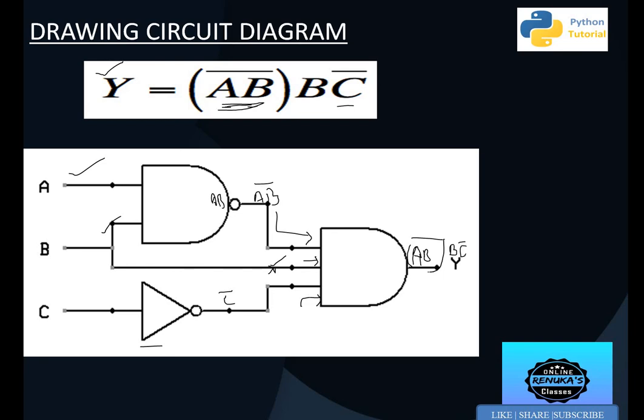Once again, A from here, then B from here, then it is AB, then NAND gate will convert it into AB complement, take it as input further. Then B from here, then C here, and NOT gate will convert it into C complement, and that we can take from here. Then combine, because in between there is a dot operator, not plus operator, so we will use AND gate and it is the output. This is how you can draw the circuit diagram.